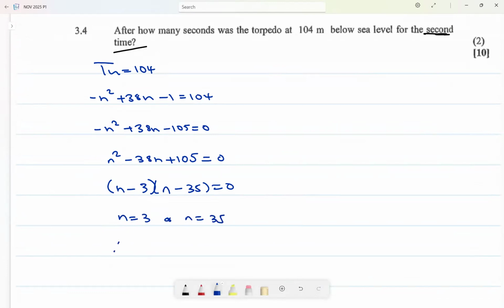But for the second time, it was T35. Yes.